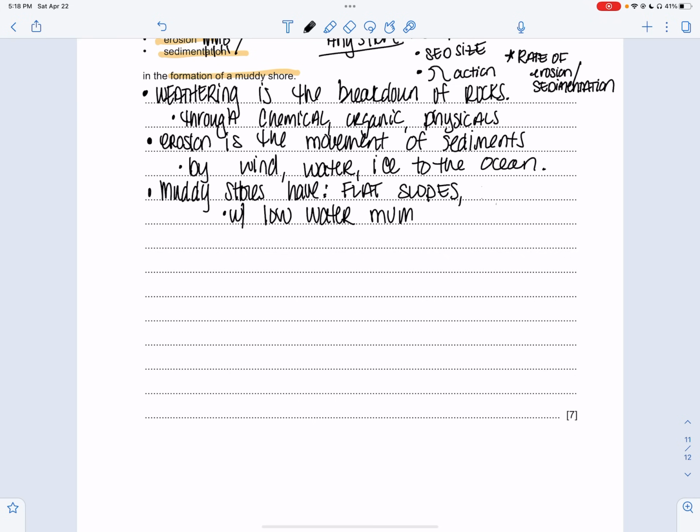With low water movement, or no wave action. If there were waves, then a muddy shore wouldn't be full of mud. The water would be very thick and dark, but the water movement is so minimal that even the smallest sediments are able to settle out of solution and start depositing, or there's very high deposition. They're depositing on top of themselves because the water is so still.